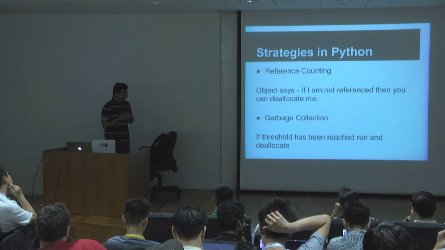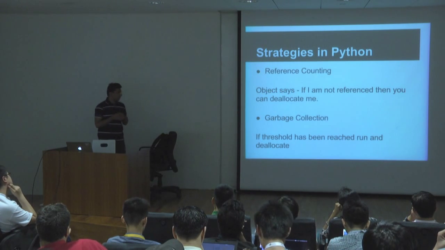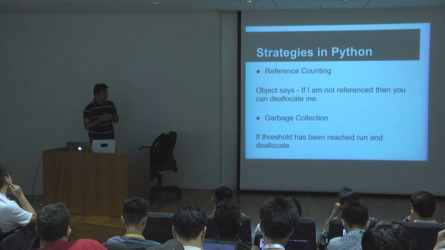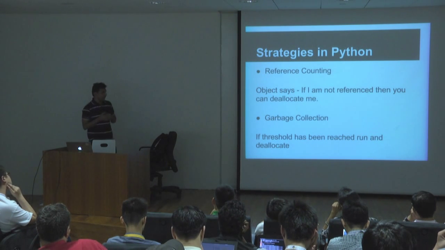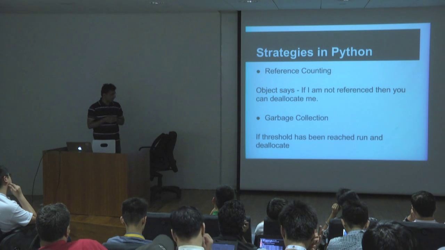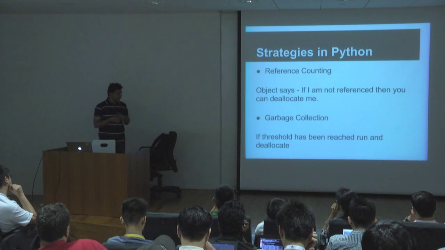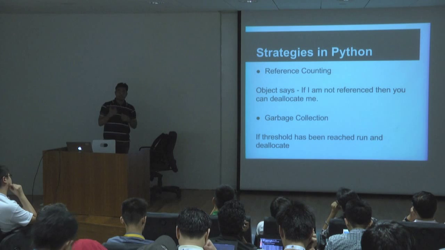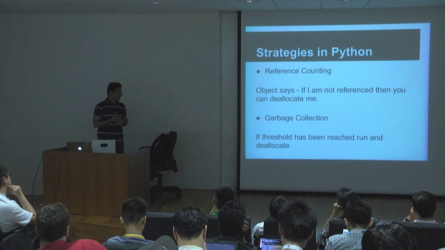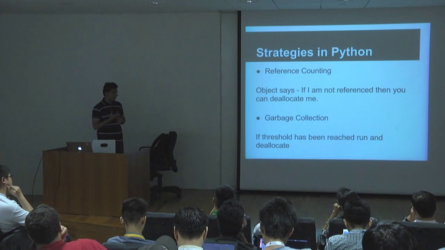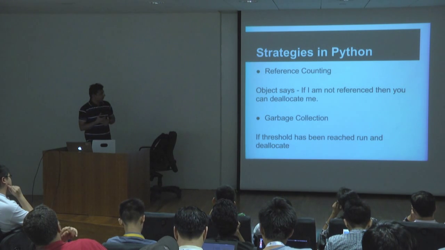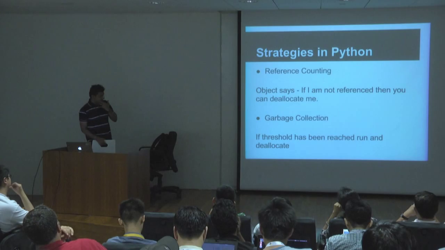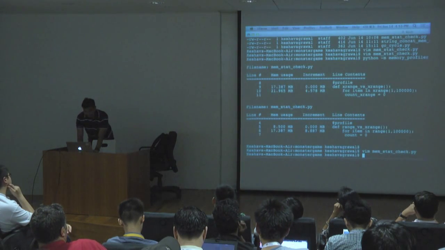Garbage collection has a threshold value which Python manages, and it depends upon your system. Python provides a function where you can check the threshold value for when it will initiate garbage collection. Okay, better to write a simple program and show it.